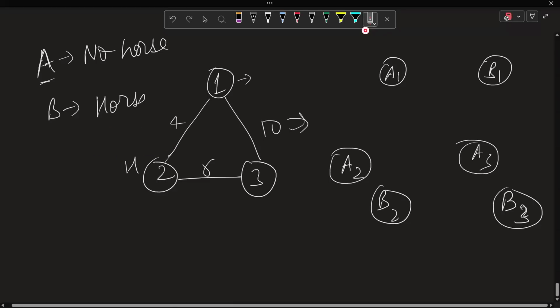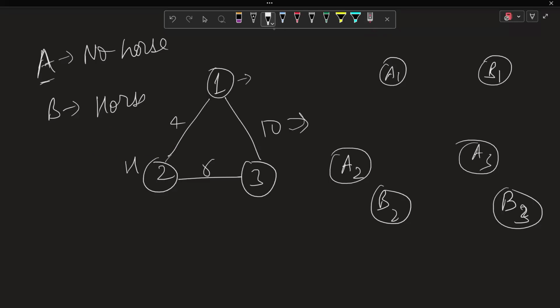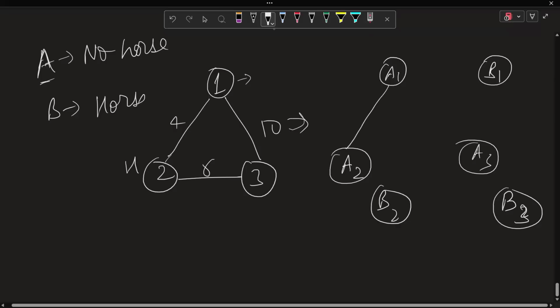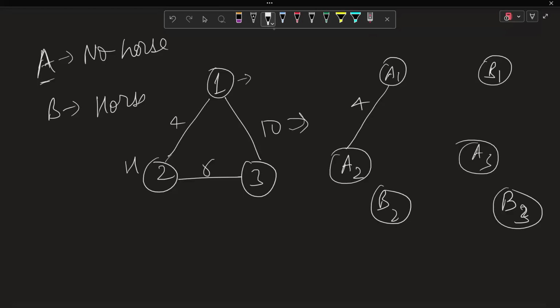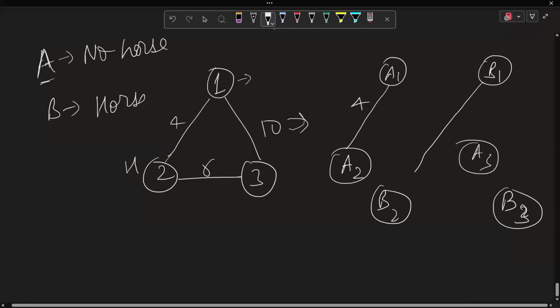So basically now my modified graph is: initially you had an edge from 1 to 2. So A1 to A2, since if you're starting from A1 there is no horse available, it would have a weight of 4. But for 1 to 2 from B1, if you are starting from B1 and going to B2, it would have a weight of 2 only, half of 4.